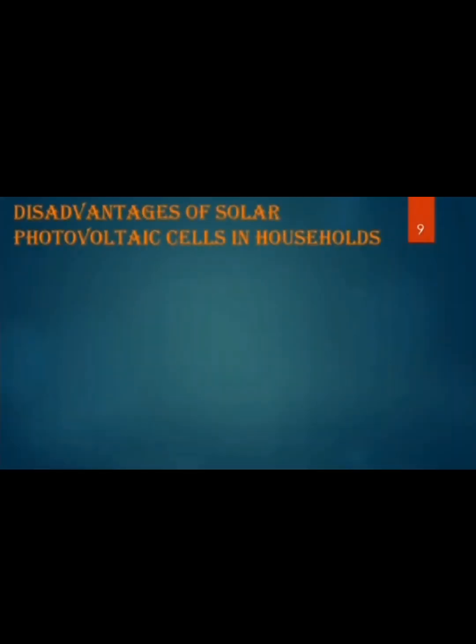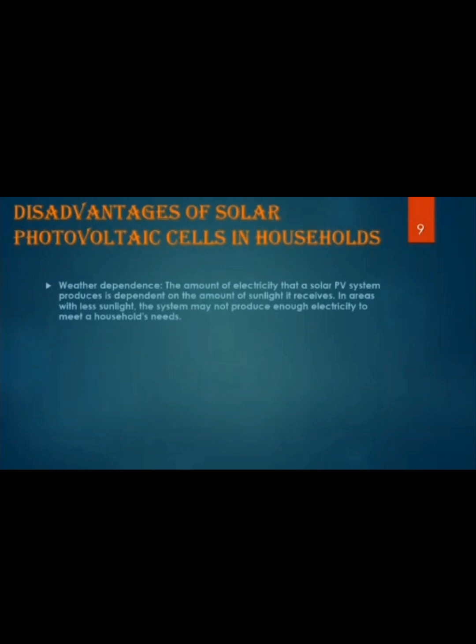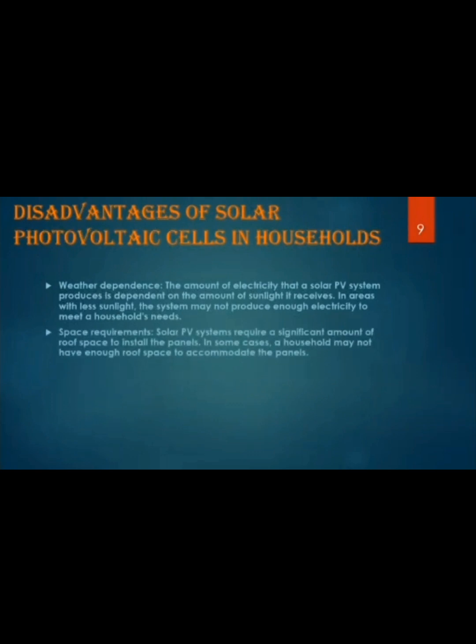Thank you. Disadvantages of solar photovoltaic cells in households. Weather dependence. The amount of electricity that a solar PV system produces is dependent on the amount of sunlight it receives. In areas with less sunlight, the system may not produce enough electricity to meet a household's needs. Space requirements. Solar PV systems require a significant amount of roof space to install the panels. In some cases, a household may not have enough roof space to accommodate the panels.